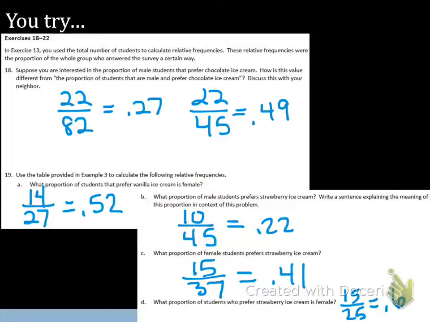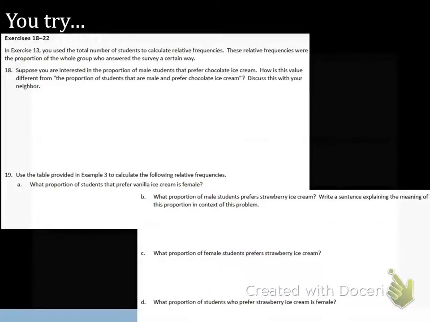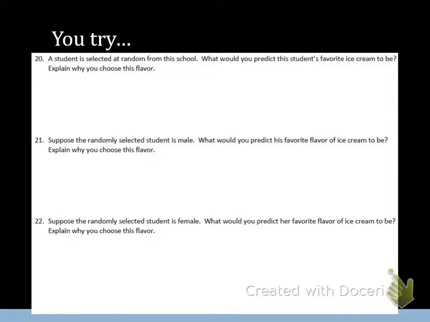Okay? All right. So let's go ahead and continue on here looking at number 20, 21, and 22. These are just interpreting and making some predictions. So we'll do these together, and then I will ask you to do some parts by yourself and put that into the tray. Okay? So number 20 here. A student is selected at random from this school. What would you predict the student's favorite ice cream to be? Explain why you choose this flavor.